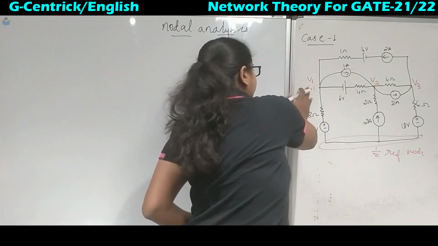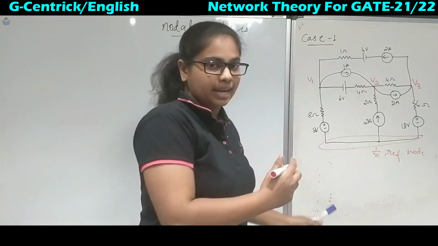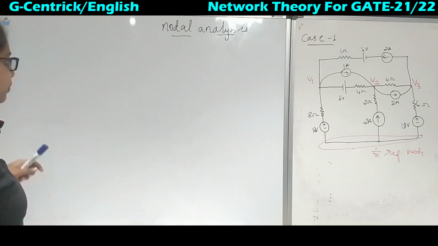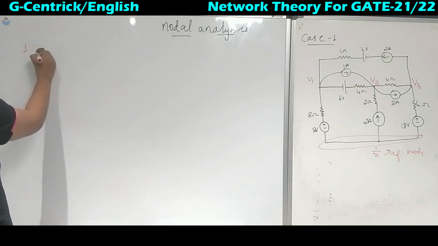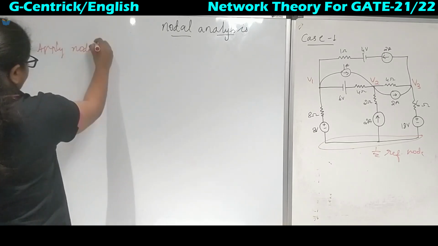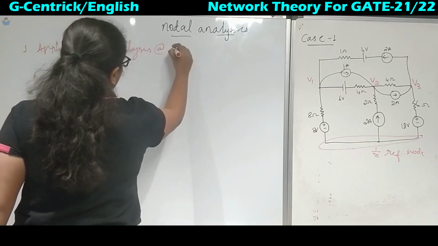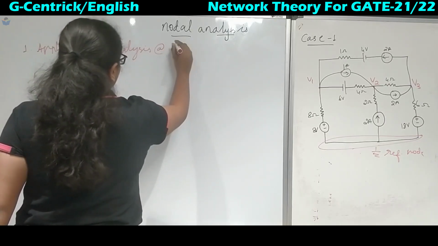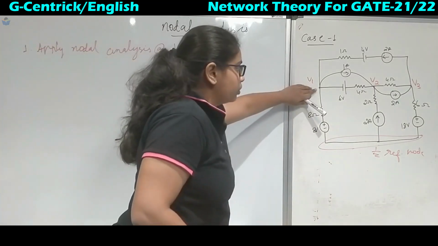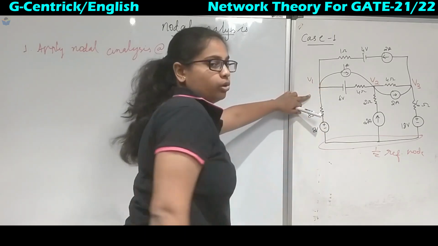Okay, now what is our third step in the procedure? To apply KCL at each of the nodes. So we will take the node V1. First, applying nodal analysis at node V1. Now you have to observe this node. There are 1, 2, 3 and 4 branches.